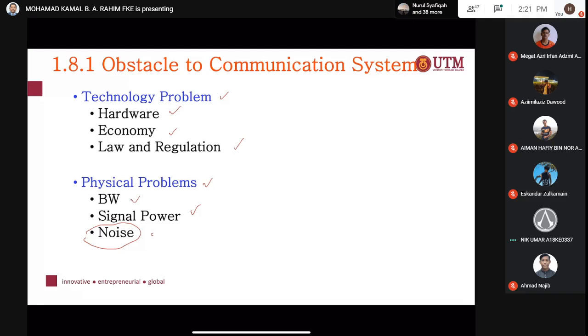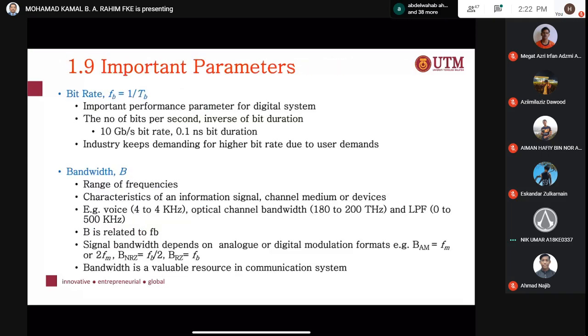Okay, important parameters here. We will learn more details later on. Bit rate actually is 1 over TB, we can say FB here. Usually we consider it a parameter of importance for digital systems: the number of bits per second, the inverse of bit duration. For 10 gigabit per second, the bit duration is actually 0.1 nanosecond, if you want to consider it in terms of time. Industry keeps demanding higher bit rate due to user demands.